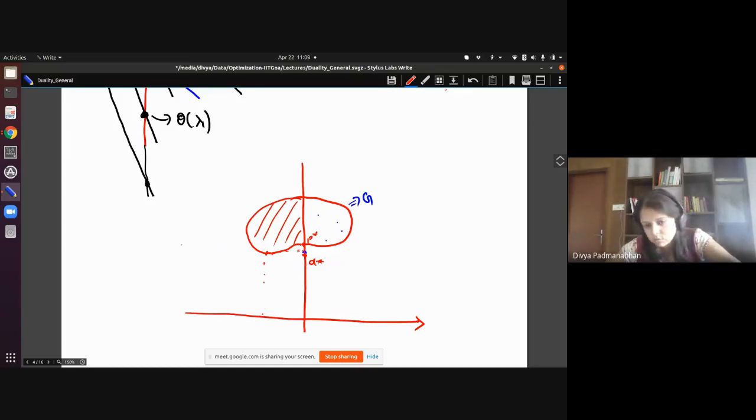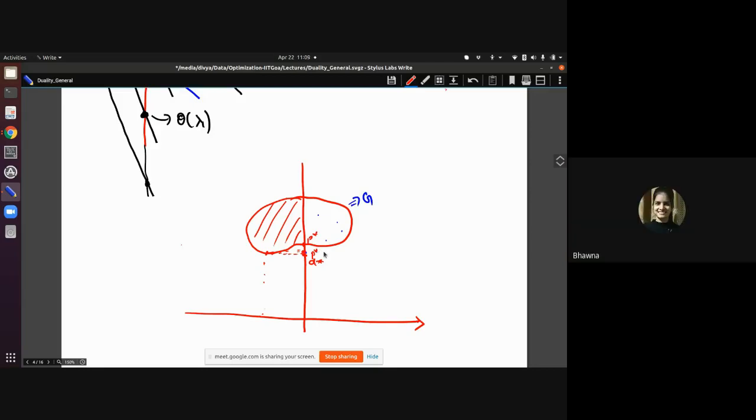So let me just go over this one. If you have something like this, you're saying the primal will be this itself. This will be the P star. That's the claim you're saying, right?